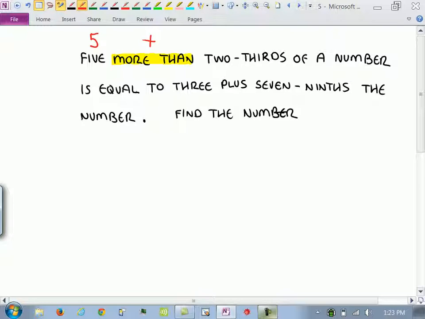2/3. What's 2/3? It's a fraction, right? 2 divided by 3. 2/3 of a number. Okay, of a number, but it doesn't tell you what number, right? That's the number we're trying to find. So since we don't know it, it's our variable. So it's x. The question is, it's 2/3 x, but what's the operation between 2/3 and the x? Is it addition, subtraction, multiplication, division? What is it? Multiplication. Why? Well, the word of translates into multiplication.